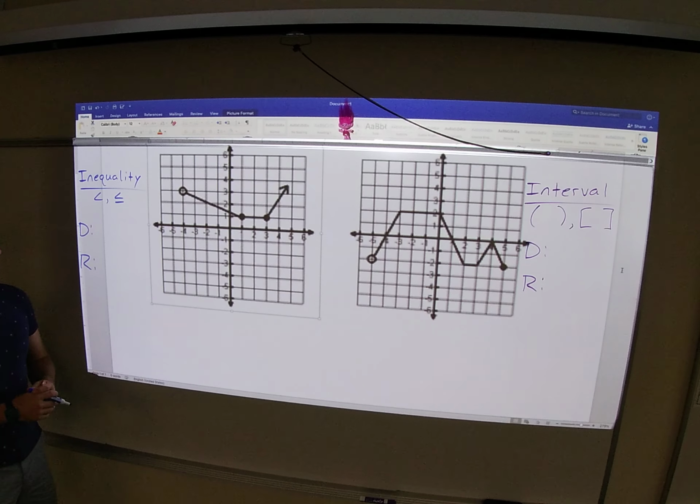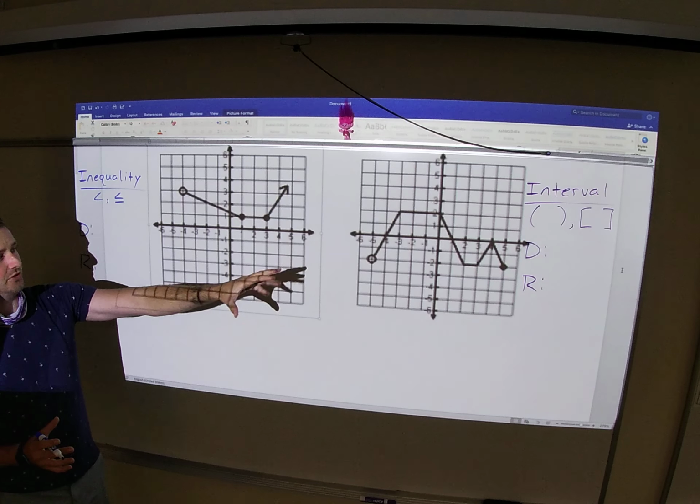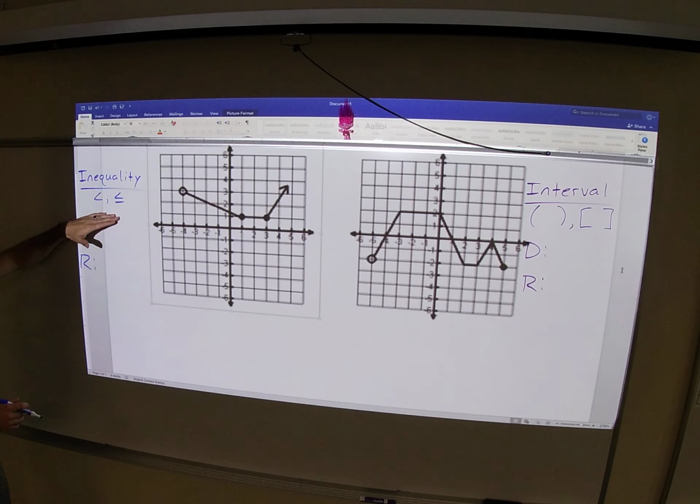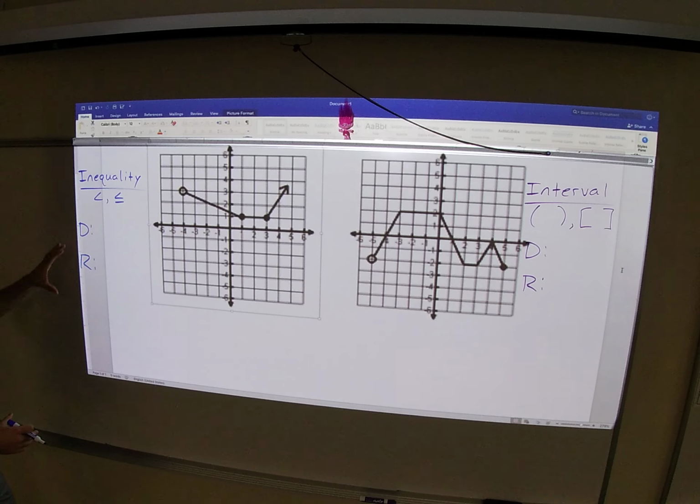Okay, today we're going to talk a little bit about domain and range, but with domain and range, we're going to talk about two different forms or two different ways to write it. So inequality notation and interval notation. Now, inequality, we're going to obviously use inequality symbols. And so remember, one thing I want you to remember is domain, we're talking about all of your x values. Range, we're talking about all of your y values.